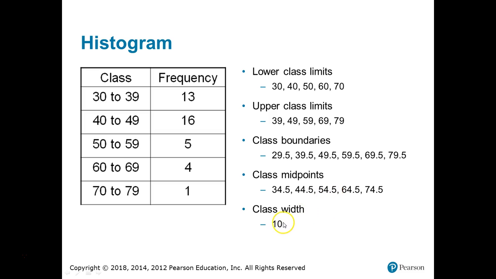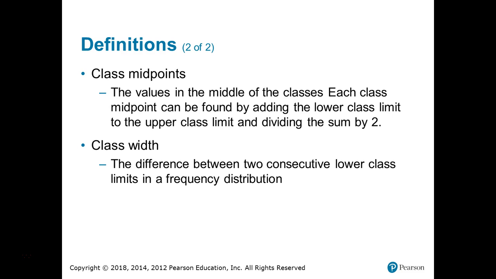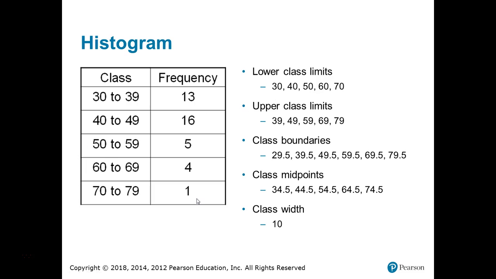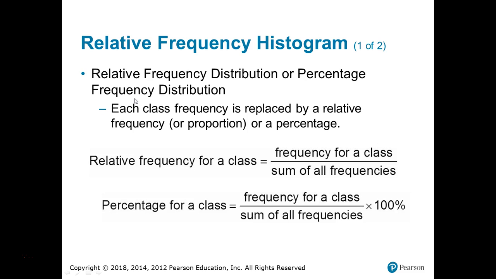Finally, class width. And I know you're going to be tempted to say, oh, 39 minus 30, boom, 9, good. But that's not what a class width actually is. Class width is the difference between 2 consecutive lower class limits. 40 minus 30, that's 10. The reason is that if you count 30 to 39, including the 30, you have 30, 31, 32, 33, 34, 35, 36, 37, 38, 39. You actually have 10 numbers that it can possibly be, not the 9 you would get if you just did 39 minus 30.